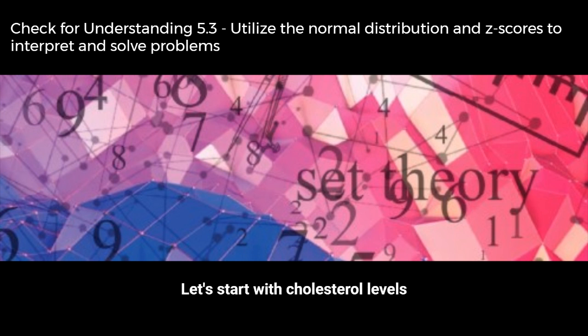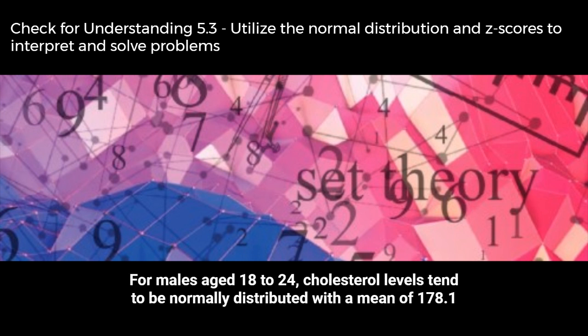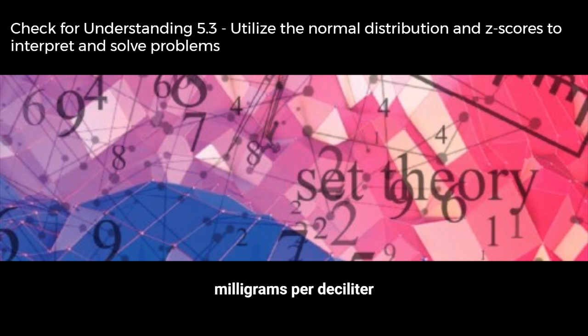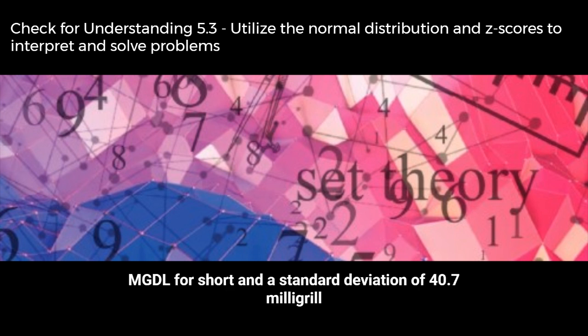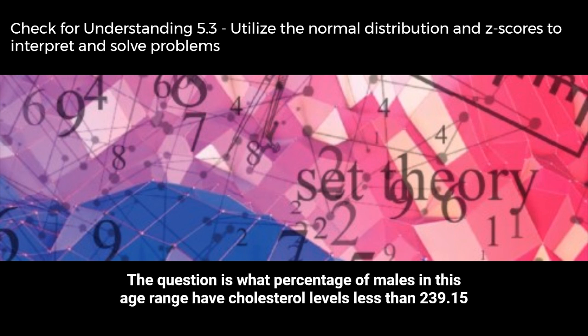Great idea. Let's start with cholesterol levels. For males aged 18 to 24, cholesterol levels tend to be normally distributed with a mean of 178.1 milligrams per deciliter, mg/dL for short, and a standard deviation of 40.7 mg/dL. The question is, what percentage of males in this age range have cholesterol levels less than 239.15 mg/dL?